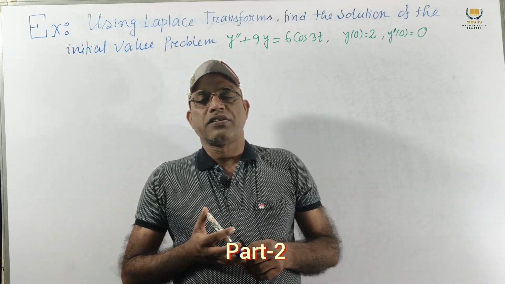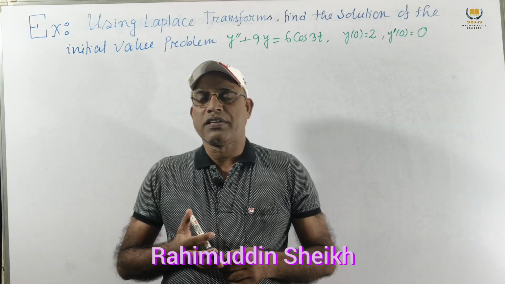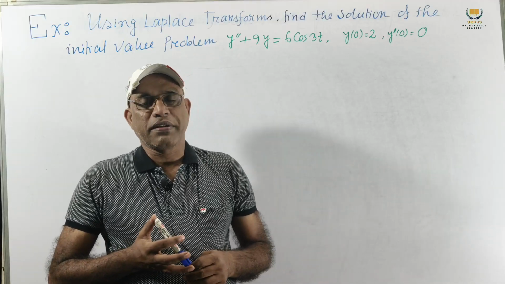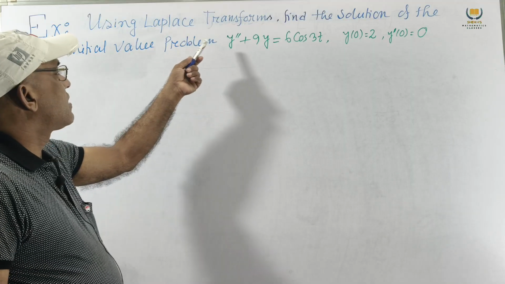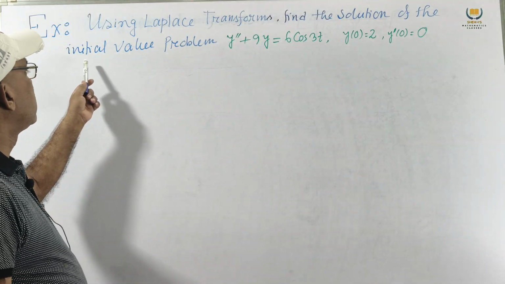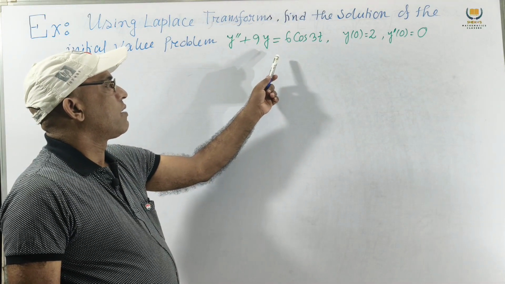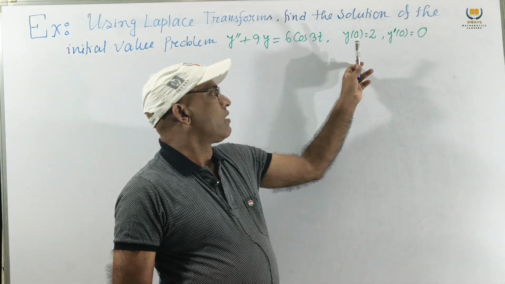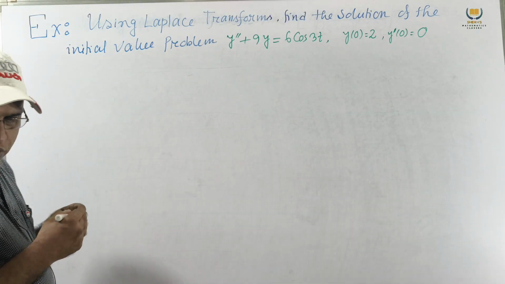So our main discussion is Laplace transform, solving differential equations by using Laplace transform. In the last video one problem was given. Next we consider another problem. Using Laplace transforms, find the solution of the initial value problem y double dash plus 9y equal to 6 cos 3t, with initial conditions y of 0 equal to 2 and y dash 0 equal to 0. Now we want to solve this problem.